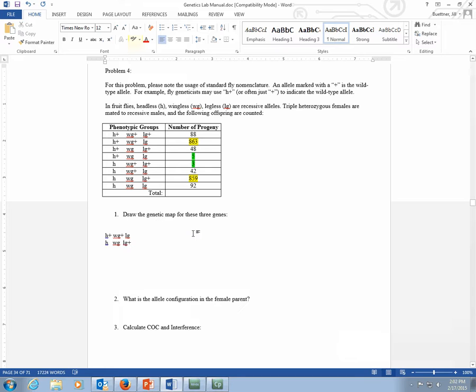For this one, you really got to list it out, I think. I'm looking for H plus with a WG, or H with a WG plus. So go through your data and see what you got. H plus with the WG: 48 and 5. And then H with a WG plus: 3 and 42.